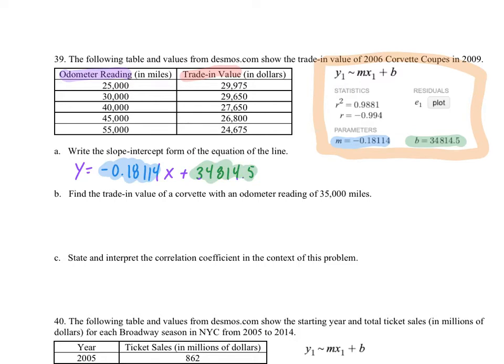And then find the trade-in value with an odometer reading of 35,000 miles. So odometer reading here was our x value, so that's going to be plugged in for x. So y equals negative 0.181435000 times 35,000 plus 34814.5. Be really careful as you type in that calculator. There's a lot of numbers there.